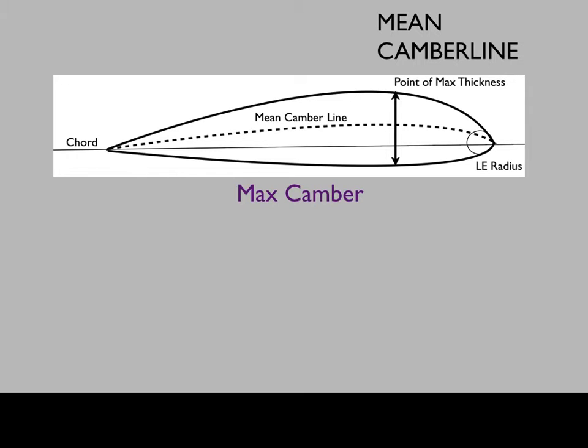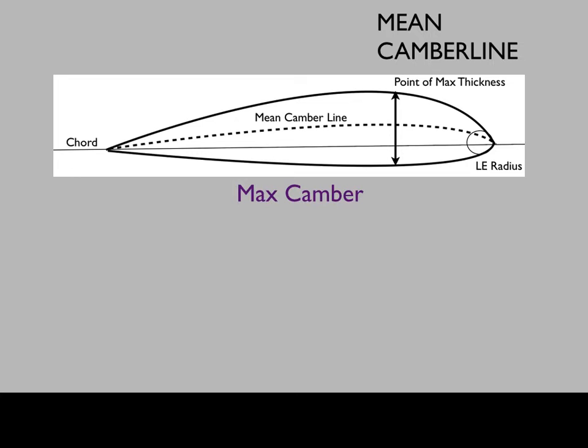And of course, there is something called the root chord, the line joining the leading edge and the trailing edge of the wing at the center line of the wing, at the root of the wing. At the root of the wing is called the root.